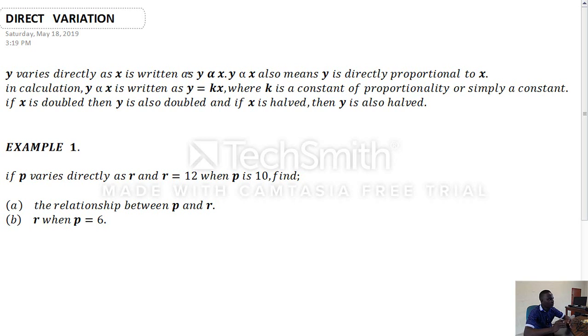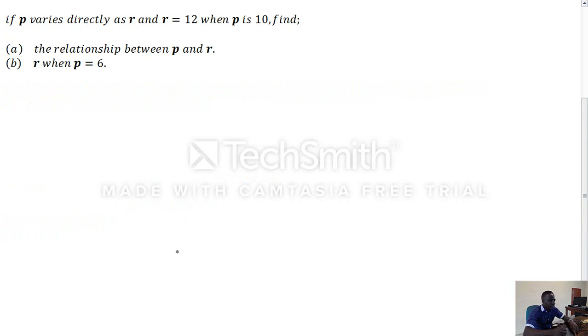You also look for the constant and resubstitute it back into that equation, and that gives you the relationship. I'm going to use this example to explain further. If p varies directly as r, how do we write that in variation? We said p is directly proportional to r, and converting this to an equation, p is equal to kr, where k is a constant.